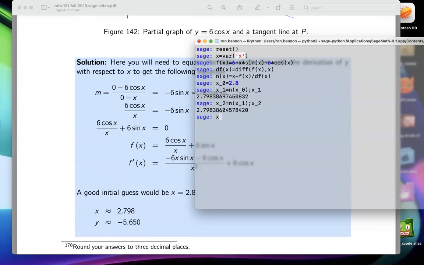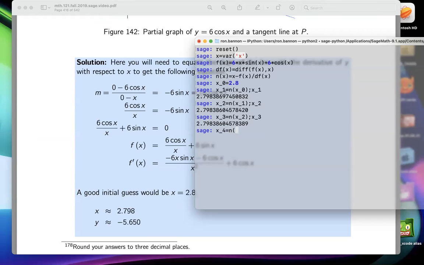Let's keep going. Let's do x sub 3 now. What's that going to be? N of x sub 2, and I want to display x sub 3. There's definitely been a change. Not a great change, but there's definitely been a change. Let's go to x sub 4. Someone says, how long should you do this? Until you don't see a change. All right, on your computer screen anyway.